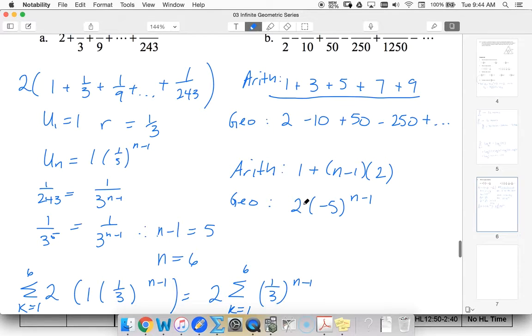So when I do my sigma notation, I can say sigma from k equals 1. We don't know where we're going to, so we could either say infinity or to n, the nth term. And then I'm going to put my arithmetic series on top. So I'm going to expand and simplify. 2 times n is 2n. 1 plus negative 2 is negative 1 over 2 times negative 5 to the n minus 1.